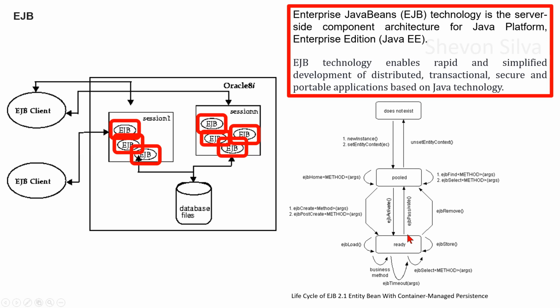The transition from the ready state to the pooled state: the following occurs for a removed entity bean. The ejbRemove method is invoked. To transition from the pooled state to the does not exist state, the unsetEntityContext method is invoked.